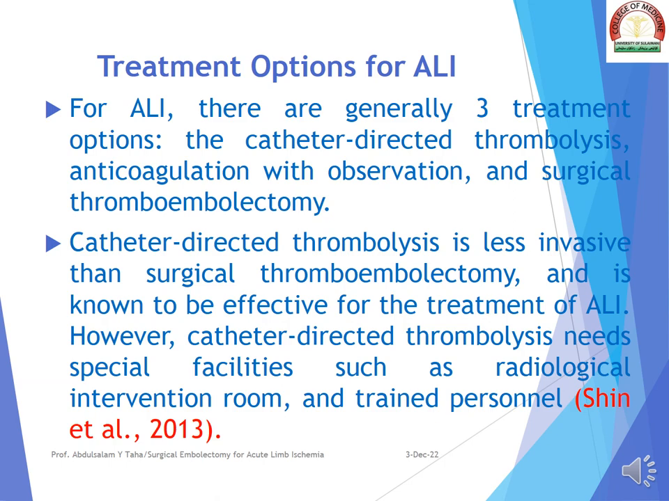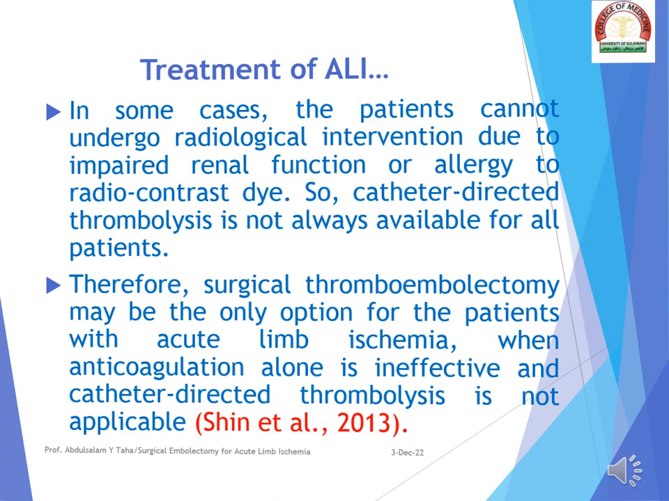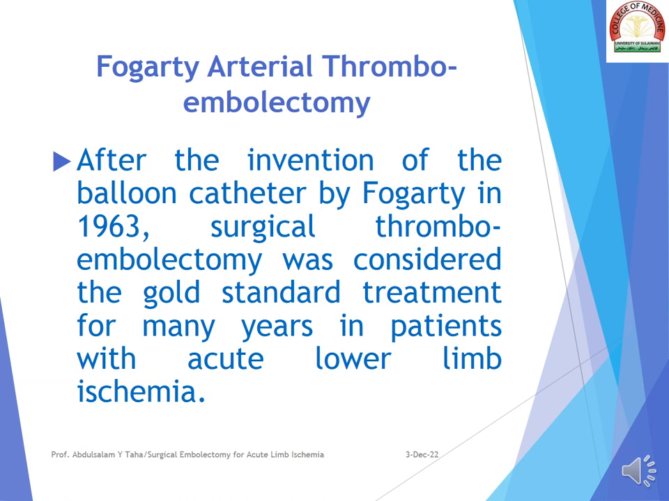In some cases, the patients cannot undergo radiological intervention due to impaired renal function or allergy to radio contrast dye. So catheter-directed thrombolysis is not always available for all patients. Therefore, surgical thromboembolectomy may be the only option for patients with acute limb ischemia, when anticoagulation alone is ineffective and catheter-directed thrombolysis is not applicable. After the invention of the balloon catheter by Fogarty in 1963, surgical thromboembolectomy was considered the gold standard treatment for many years in patients with acute lower limb ischemia.